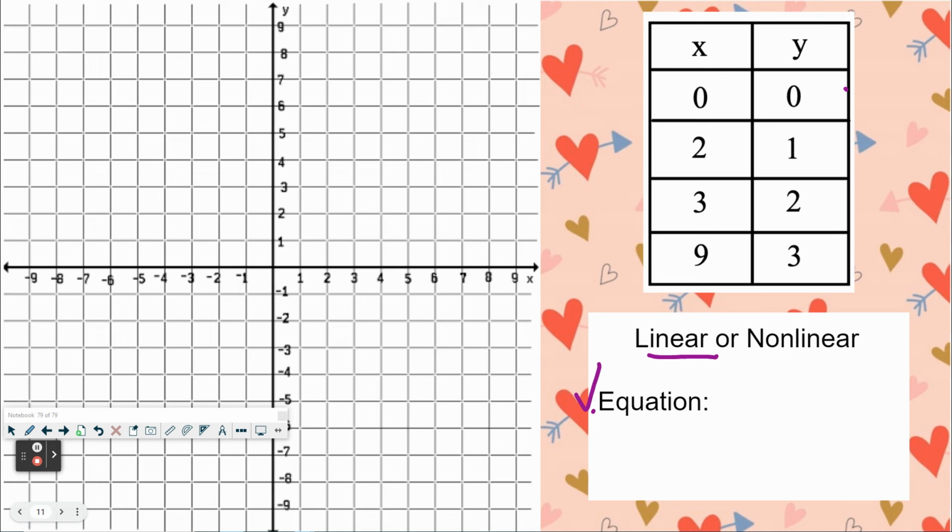How many times can Miss Allen say equation in 1 minute? A lot. So with this, linear means constant. And so we would assume then that means the slope will be the same. So let's go and get down to business.